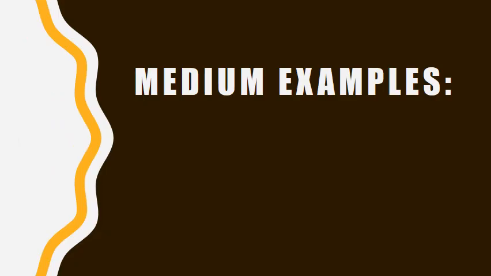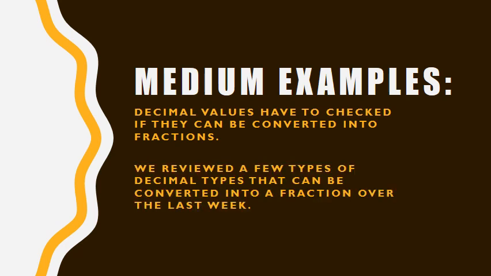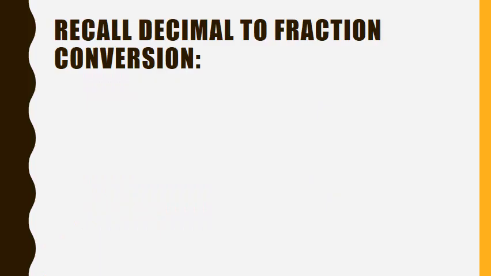So medium examples. Decimal values have to be checked if they can be converted into fractions. We've been talking for the last couple classes about when we can convert or how to convert. Turns out there are some cases where we can't, but let's talk about the ones where we can convert. So there's a couple of different types that can be converted that we've been talking about. So we're going to recall the ones that we've been talking about for the last couple days.